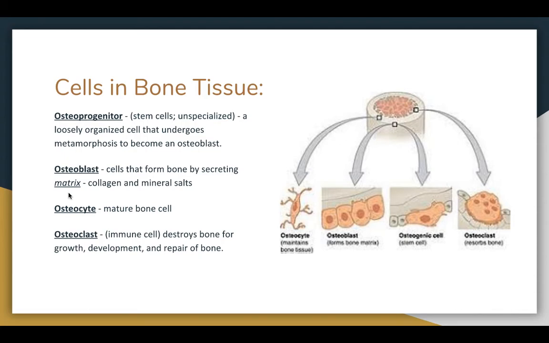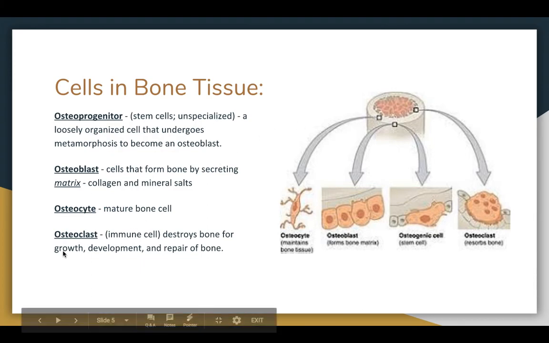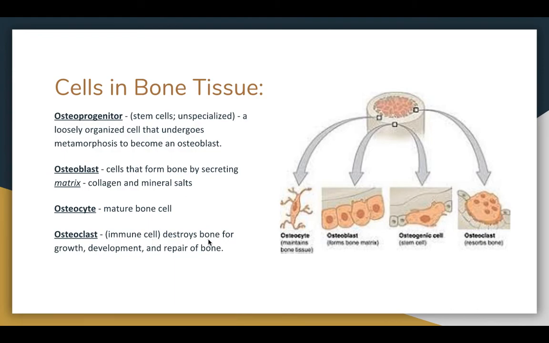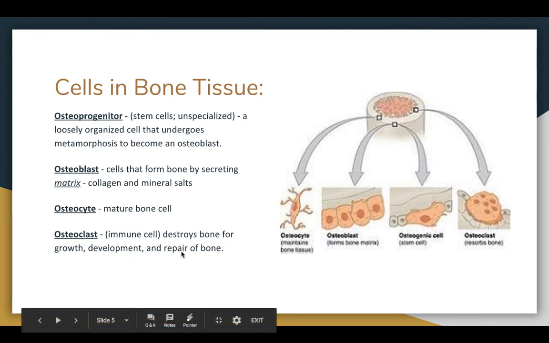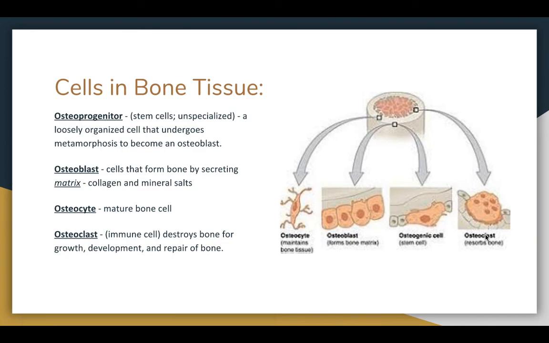It's bone tissue. An osteocyte is a mature bone cell that maintains bone tissue. And you can see it would be found here in this portion. And an osteoclast is an immune cell that destroys bone for growth, development, and repair of bone. Okay, so these types of cells are responsible for breaking down that matrix and repairing any damage that's occurring in the bone itself.